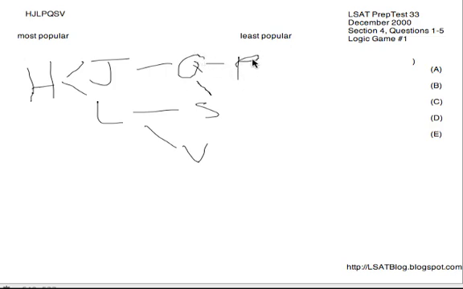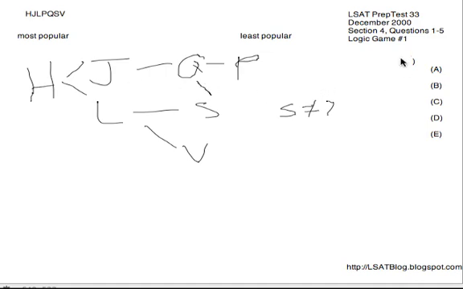Then finally, we have that S cannot be 7, so you can just put down S is not equal to 7, meaning it cannot be last. So this is the initial setup for the game. They're all pretty much related together here, and we know, of course, that H is clearly first. So now we can move on to the questions.